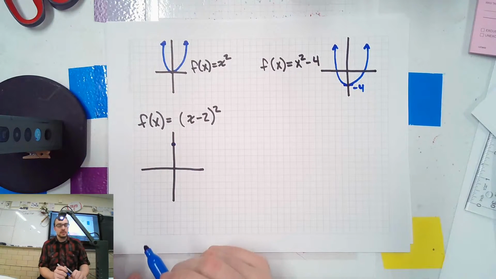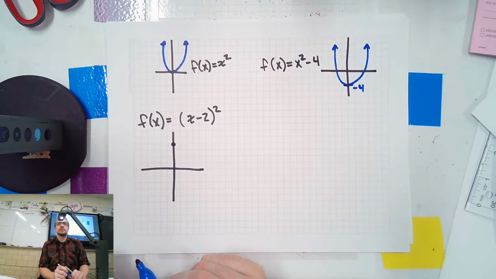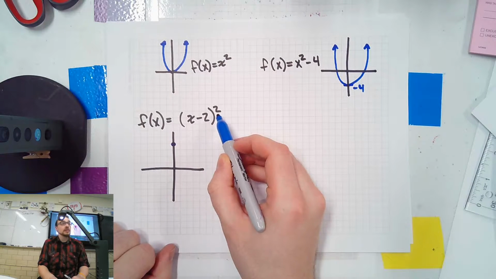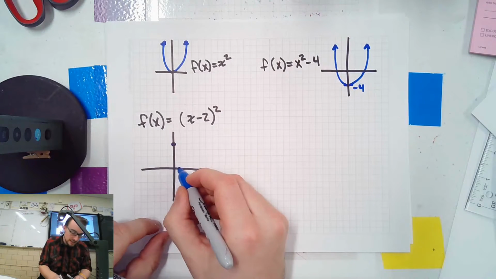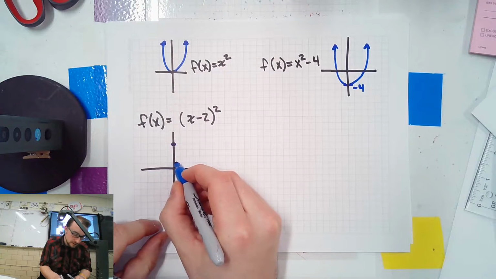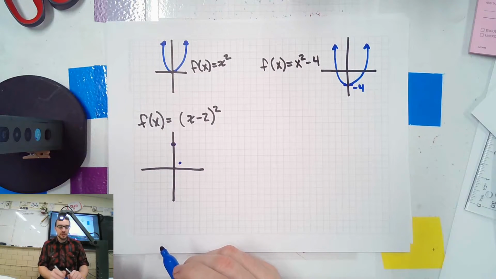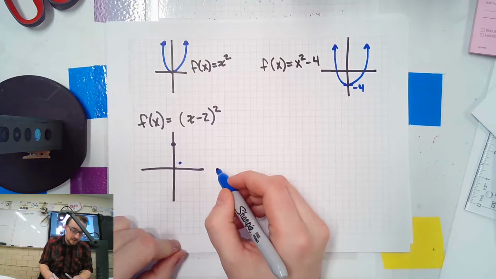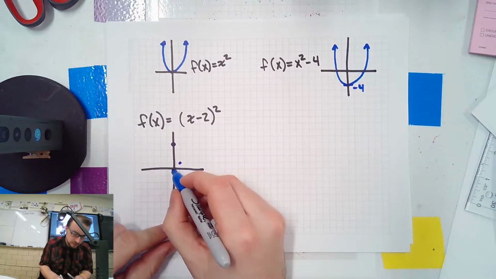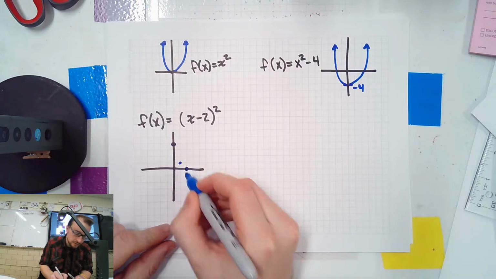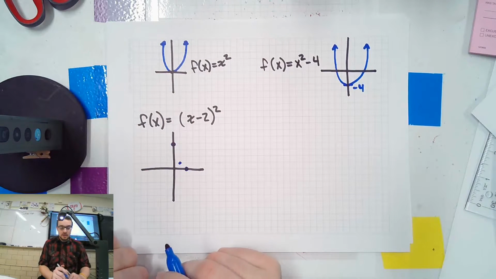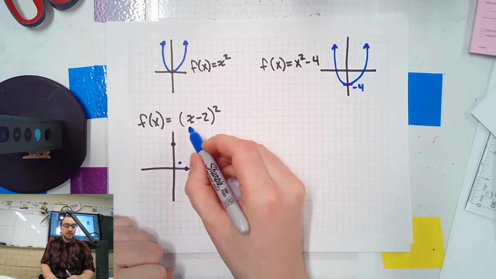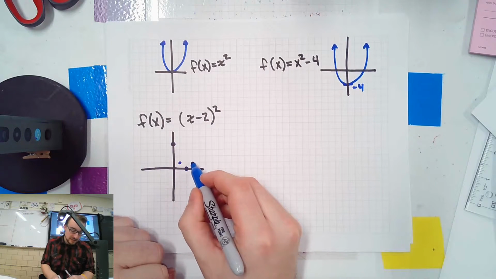That's interesting. What happens when we plug in 1? 1 minus 2 is negative 1. Square it. So 1 gets us 1. Okay. Makes sense. What about 2? 2 minus 2 is 0. 0 squared is 0. So 2 gets us 0. All right. What if I plug in 3? 3 minus 2 is 1. Square it. So 3 gets us 1.